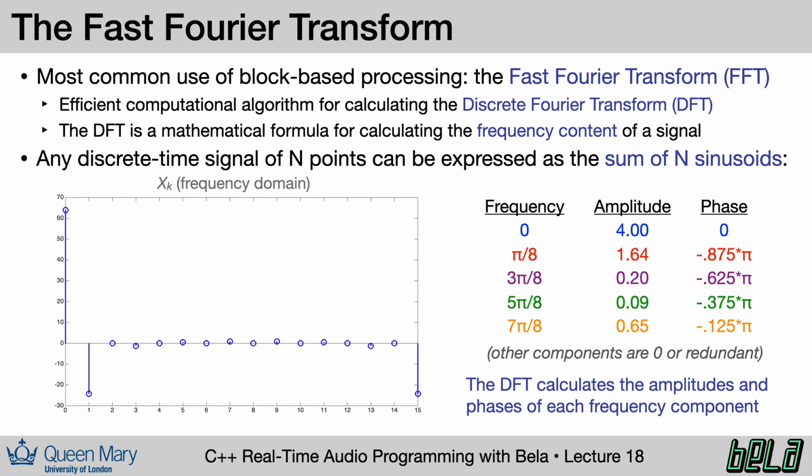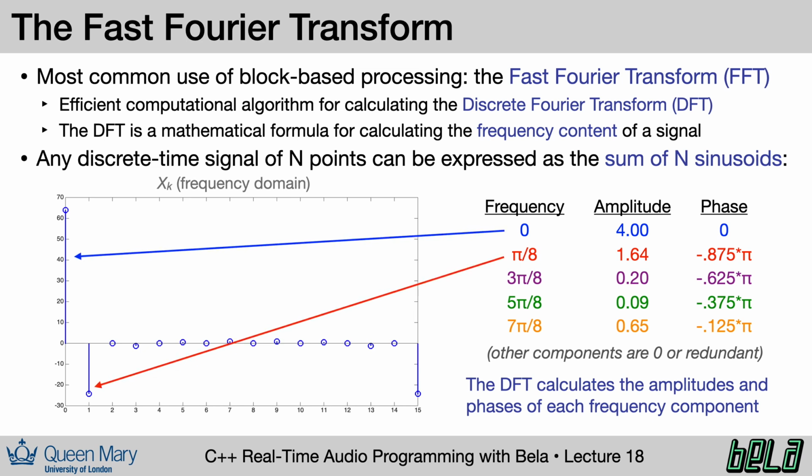Here we have 16 output samples which correspond to the amplitudes and the phases of the components. The first sample of the DFT corresponds to the first frequency component, the second sample to the second component, and these 3 samples correspond to these 3 frequency components. The other components we see in the DFT here either have a value of 0 or they're the mirror image of the components that we already have.